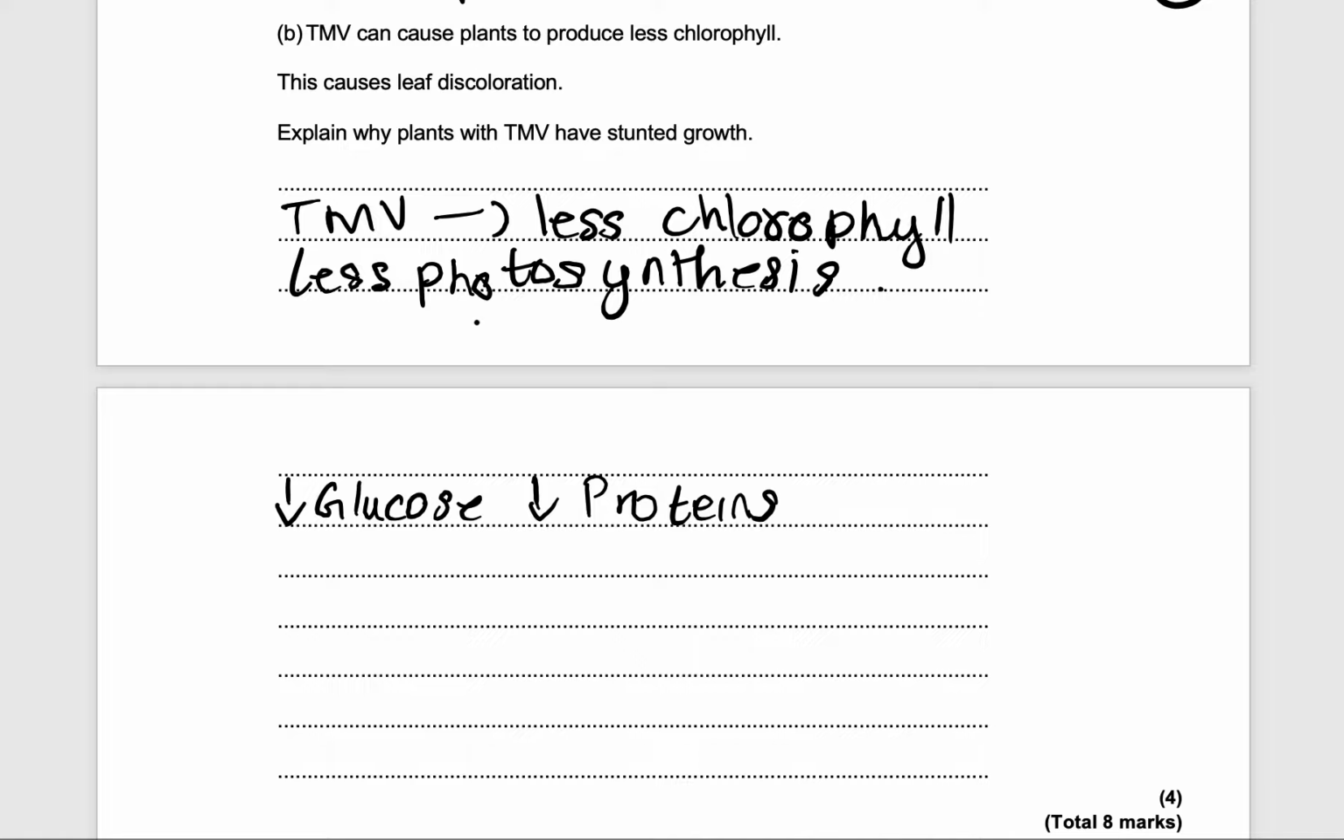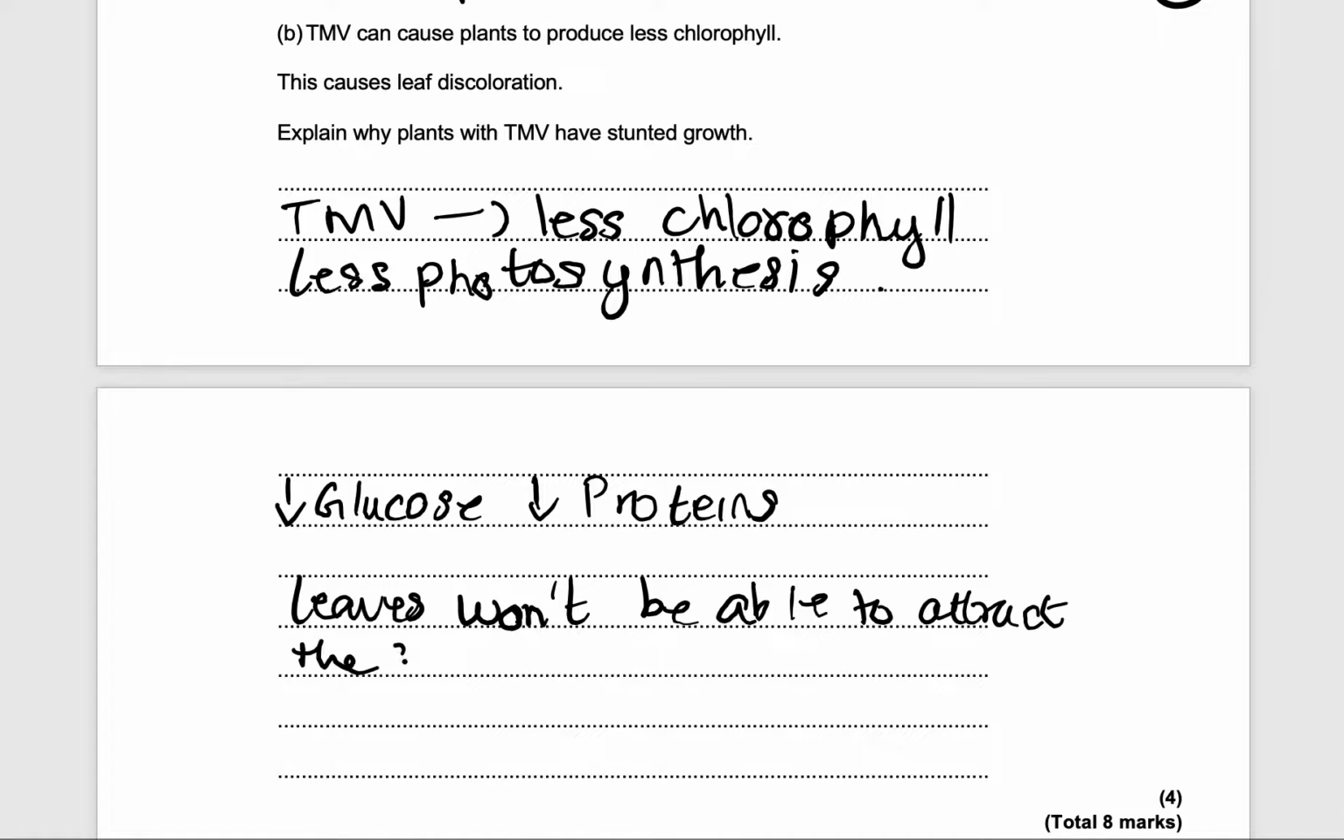The leaf discoloration means the leaves won't be able to attract the sunlight, and this means that the photosynthesis will decrease, which means the glucose will decrease, which means the proteins will decrease, which means the plant will not be able to grow, and this could involve the plant dying. Okay, that would get you 4 marks.